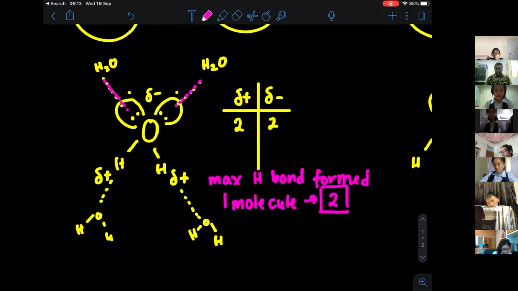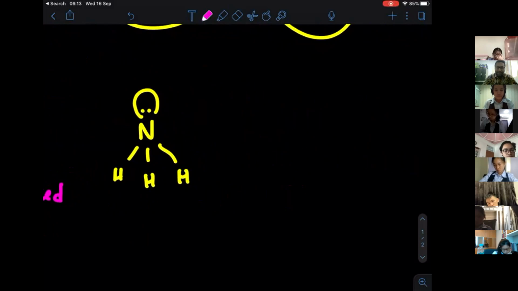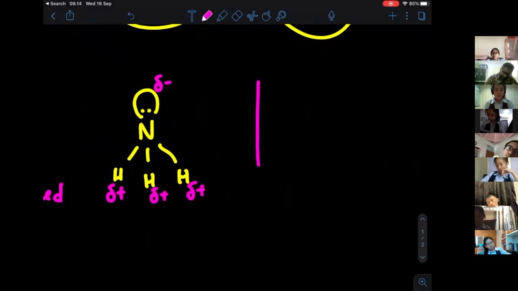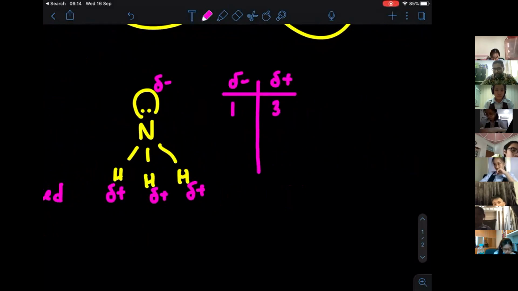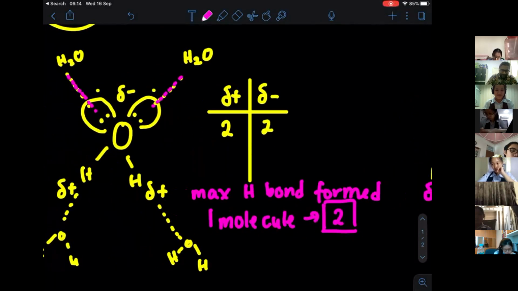Let's have a look at ammonia. For ammonia, it's going to be slightly different. We have this being delta negative, and these are delta positive, delta positive, delta positive. If I put delta negative and delta positive, how many delta positive and how many delta negative do I have? I have 1, 2, 3. The ratio is not the same. Here you can see the ratio is the same, which means they can have the maximum number of hydrogen bonds, and all of them can take part in bonding.